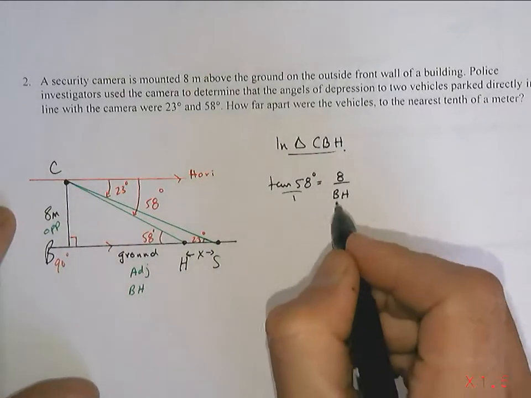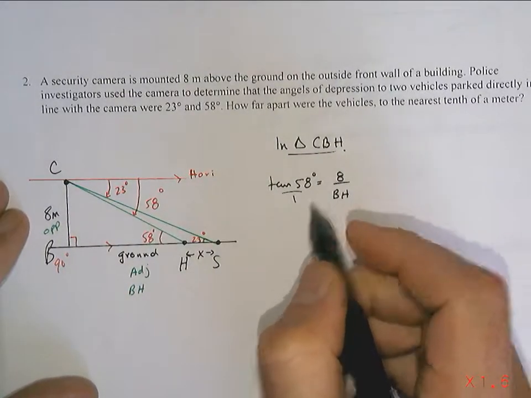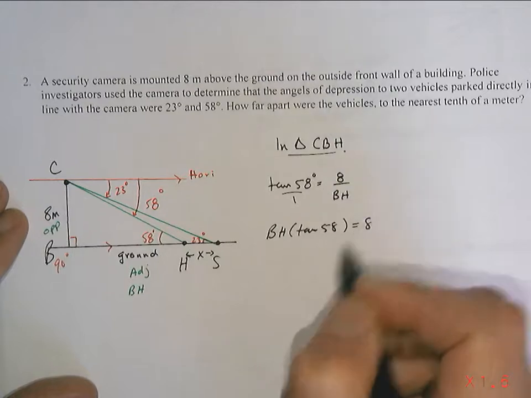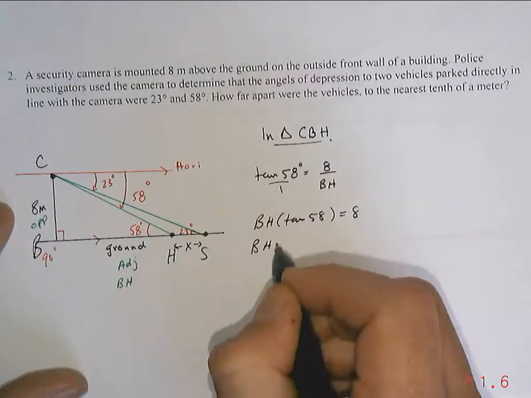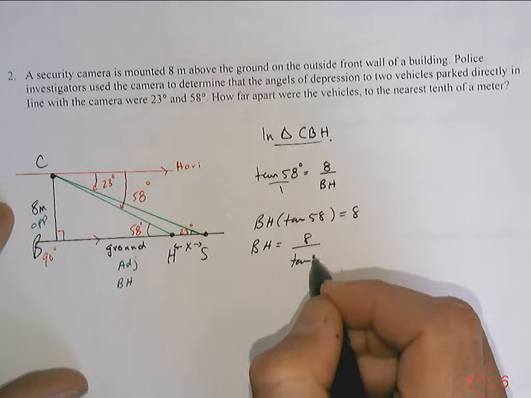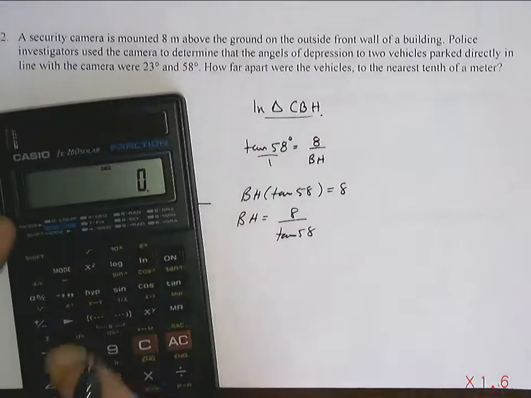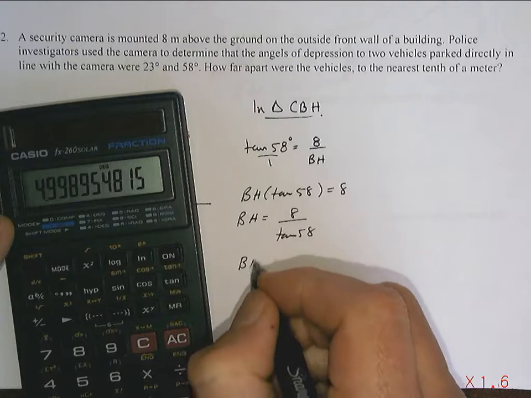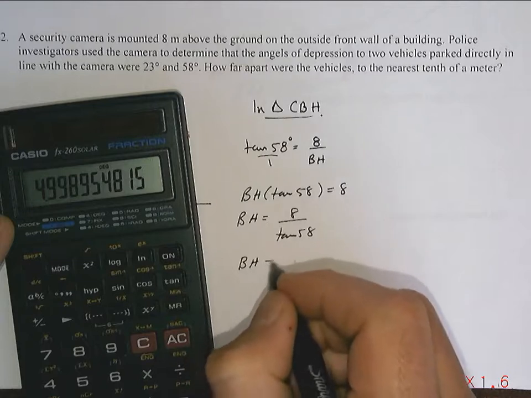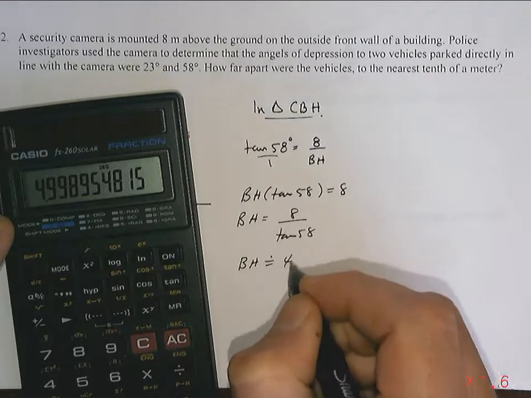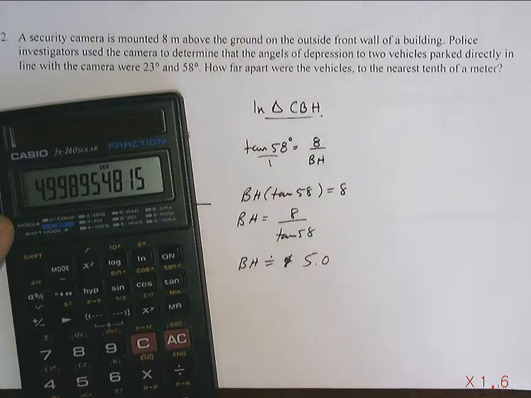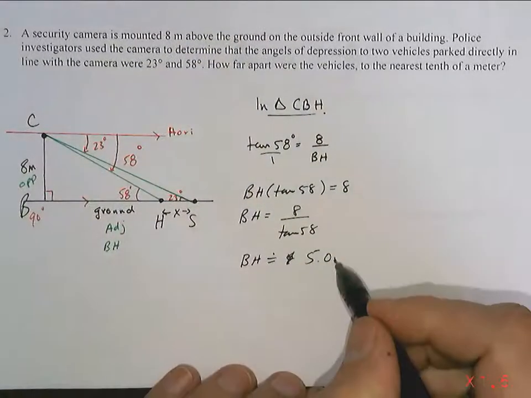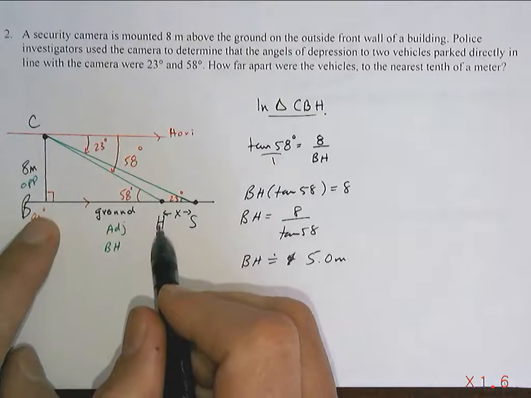So my unknown is in the denominator, so I need to cross multiply. BH times tan of 58 equals 8. Divide both sides. BH equals 8 divided by tan 58. Using my calculator, 8 divided by 58 tan equals, and the distance from the building to the Honda is going to be approximately 4, well, it's not 4, is it? It's 5.0. Okay, because I had to round that. So it's approximately 5.0 meters. So this bit from here to here is 5 meters.